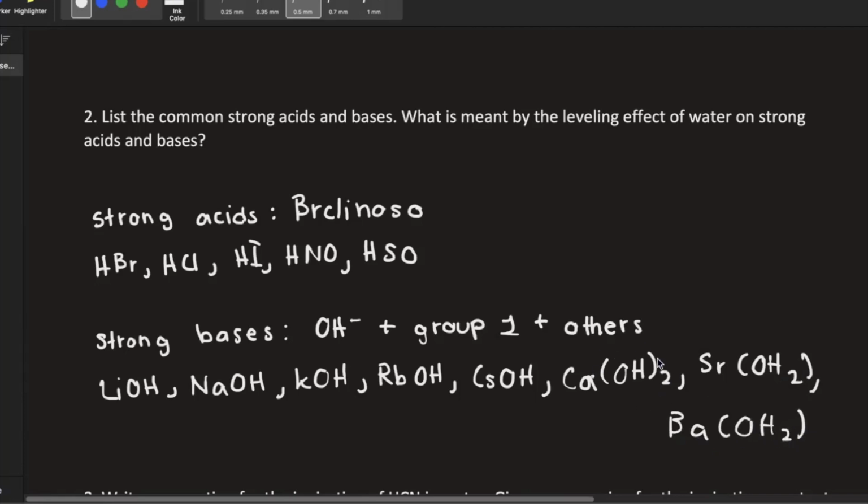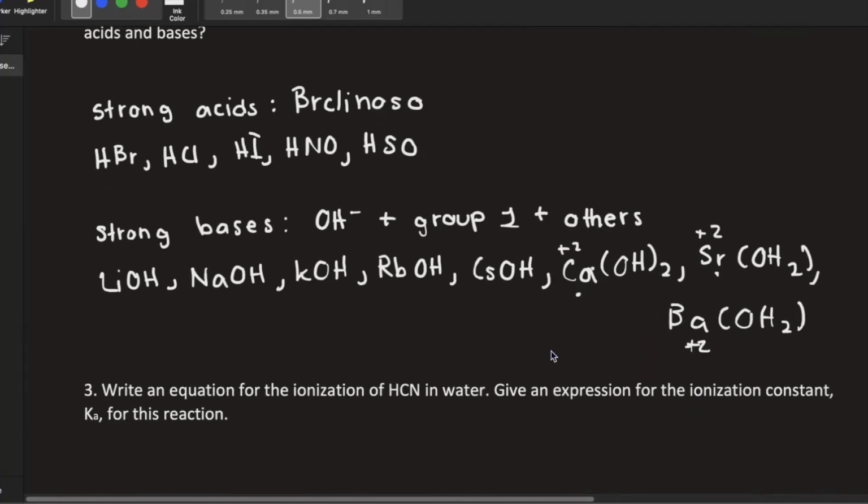Now you're going to notice these have OH in parentheses and a 2 below. That's because these, calcium, strontium, and barium, are in group 2. So their charges are going to be +2, +2, and +2. So since OH is -1, we need 2 of those to balance them out. Okay.